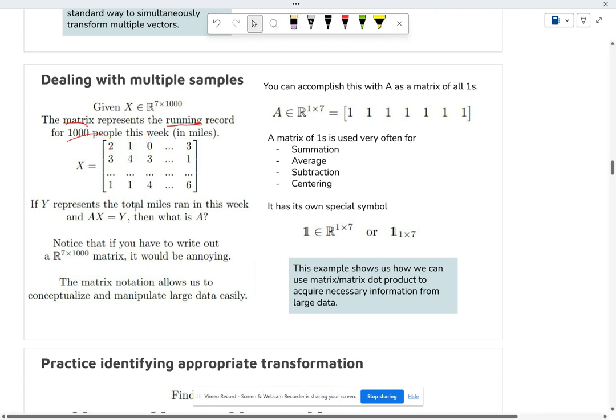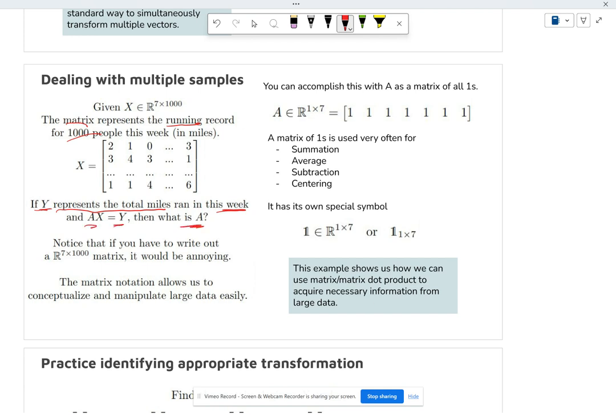So if y represents the total miles ran this week per person, and Ax is equal to y, then what is A? So let's say you have each person, and you want to convert it so that you get the sum. So the first person maybe ran 5 miles total, and the second person maybe ran 7, and the third maybe ran 10, and so on and so forth. So you want to go from this matrix to this vector. Okay? So the manipulation right now is summation.